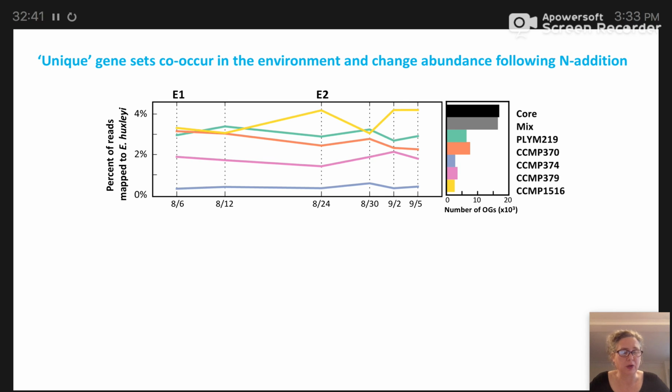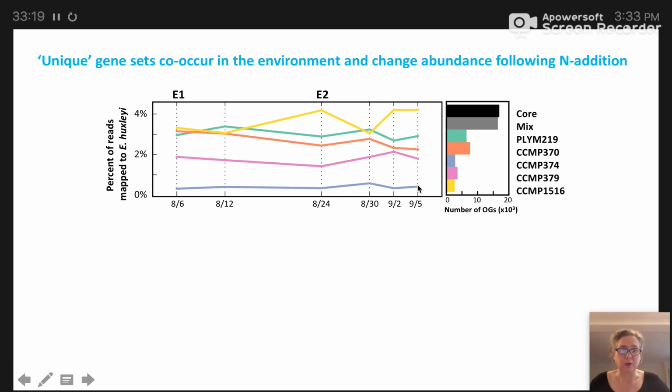They co-occur in the environment, as you can see in this first graphic. So these are samples in situ over time during our study. And these are the percent of reads mapped to E. huxleyi. And you're just going to focus on these strain-specific signals, which are color-coded. So you can see the majority of the signal comes from this yellow strain, which has the highest signal in this environment, and is in contrast to this blue-colored strain, which has a very low signal in this environment.